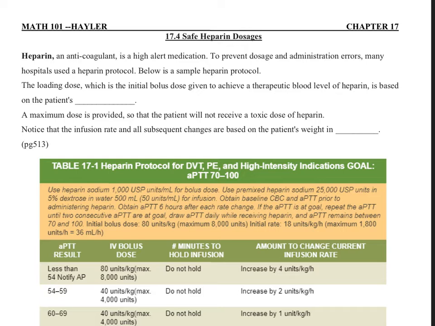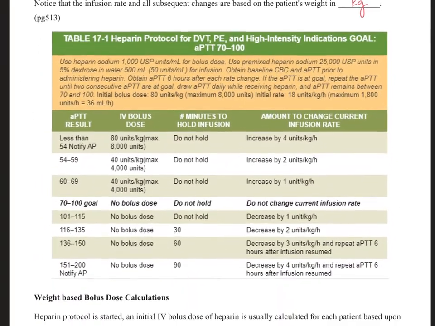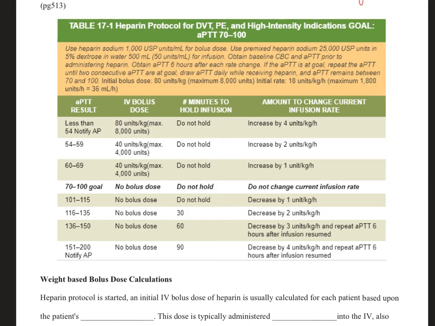Alright, so the loading dose, which is the initial bolus dose given to achieve a therapeutic blood level of heparin, is based on the patient's weight. A maximum dose is provided so that the patient will not receive a toxic dose of heparin. You will notice that the infusion rate and all subsequent changes are based on the patient's weight in kilograms. Alright, so this is the table that you'll be using in this book.